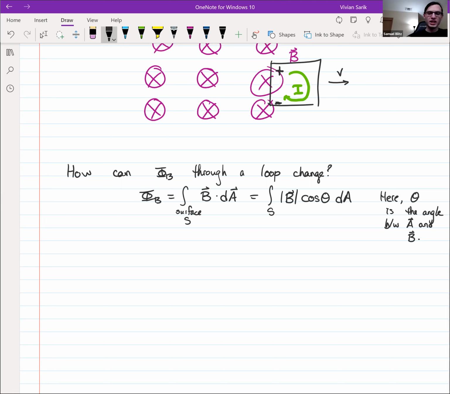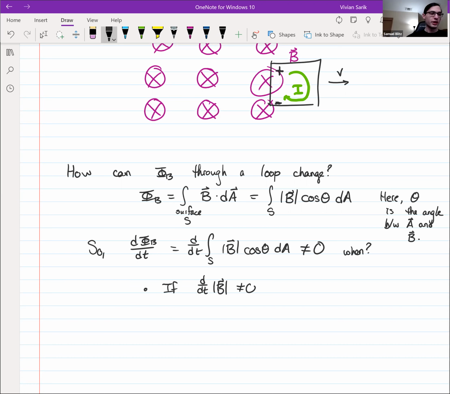Oh, and by the way, this surface is bounded by some circuit, by some loop, right? So we can actually look at the rate of change of the flux as a formula. This is just the time derivative of this integral, right? So when could this possibly be non-zero? I.e., when could we have some changing flux and hence some induced current? Well, there are a few ways. One, if the rate of change of the magnitude of the magnetic field is not zero, then you could have a changing flux.